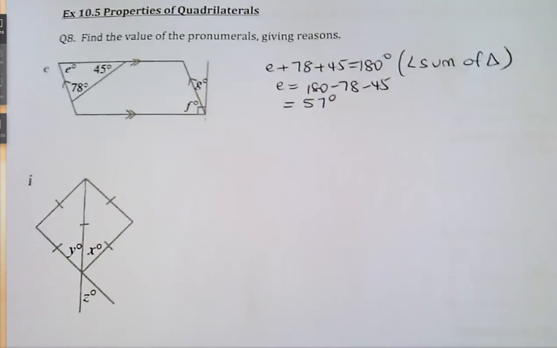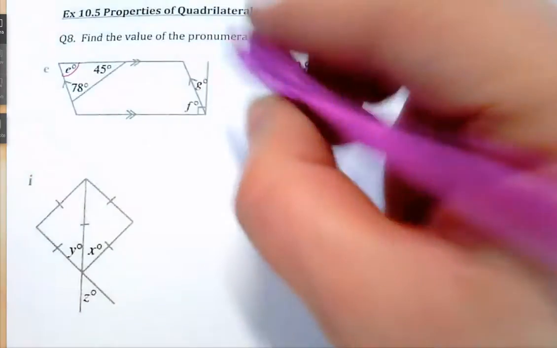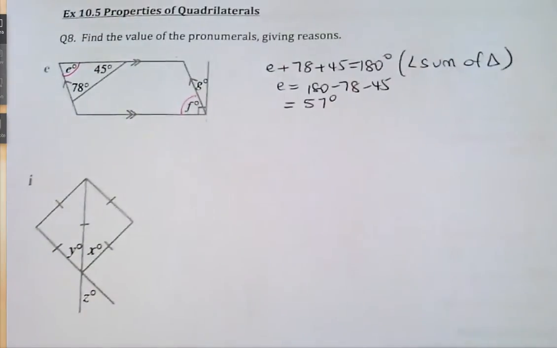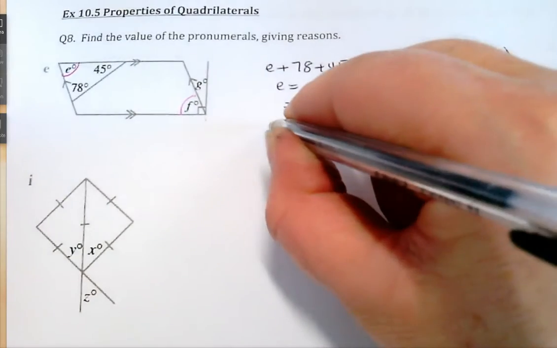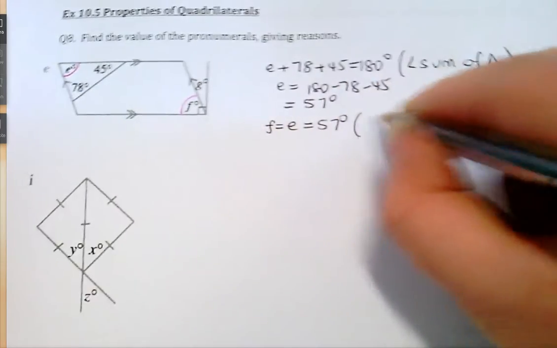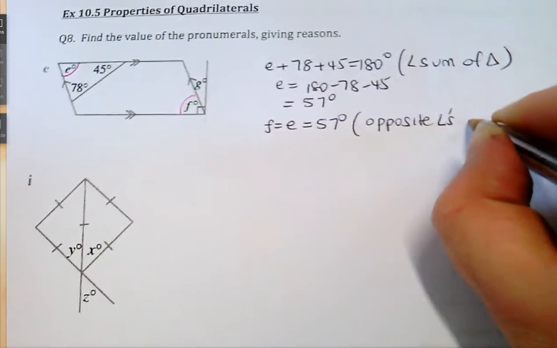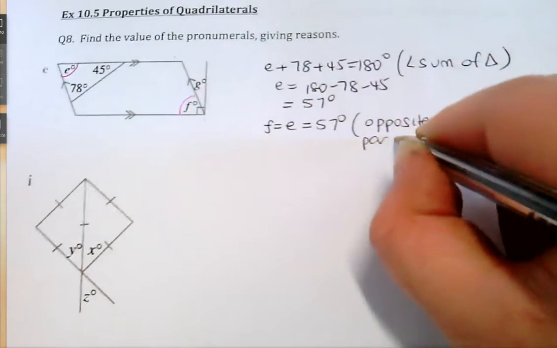Now that we know that E is 57, we've got a parallelogram. We have to think of all the properties of a parallelogram. And one property is that opposite angles of a parallelogram are equal. So F equals E, which equals 57 degrees. The reason: opposite angles of the parallelogram are equal.